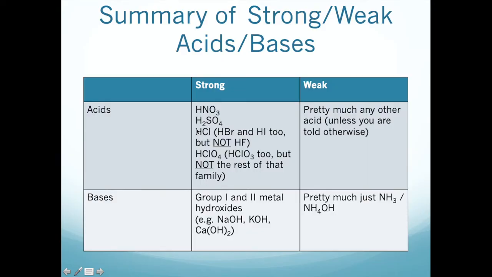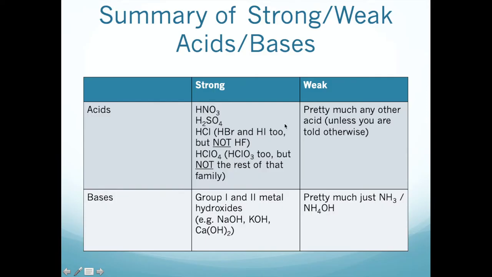The other acids in that hydrohalic family, so HBr and HI, those are also strong acids, but one notable exception is HF. Fluorine is so electronegative, it prefers to hold on to that hydrogen and not allow it to behave as an acid. So HF is a notable exception to that family of HCl. Okay, so you have to remember that HBr and HI are also strong acids. Okay, but like I said, typically the most common ones you'll see are nitric acid, sulfuric acid, and hydrochloric acid.